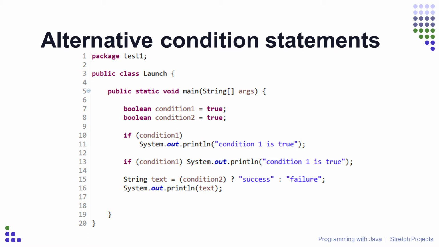Line 15 shows what's called an inline ternary. In this example, we're just switching which words we assign to the text variable. These are normally used when assigning values, but they work in other places too. They are essentially an if-else statement on one line. You put a condition in brackets like you would normally in an if statement, and then you use a question mark immediately after that closing bracket.